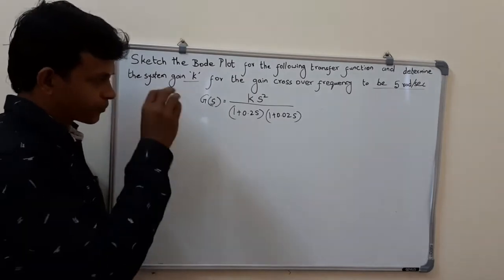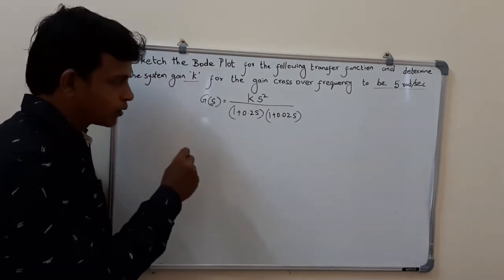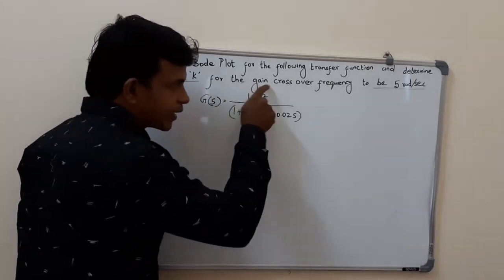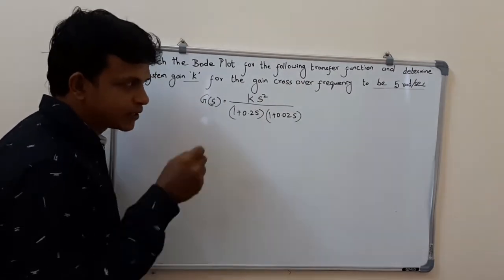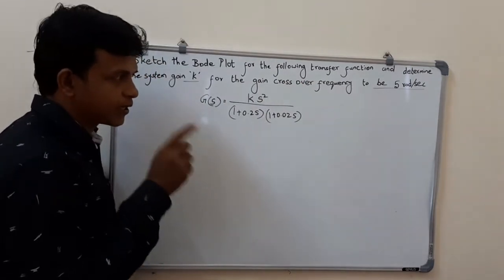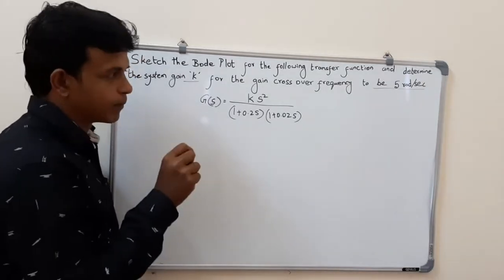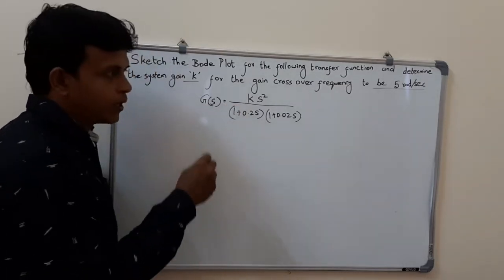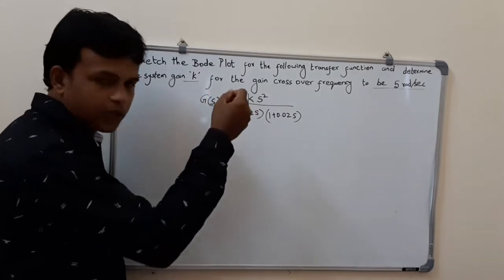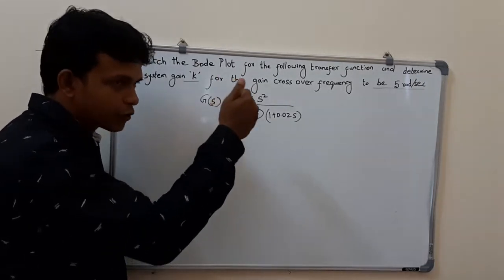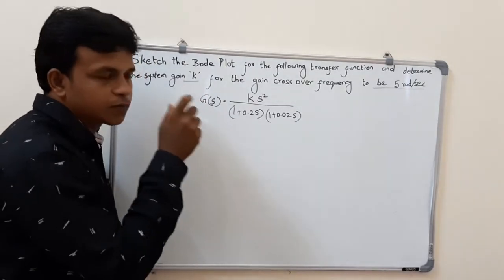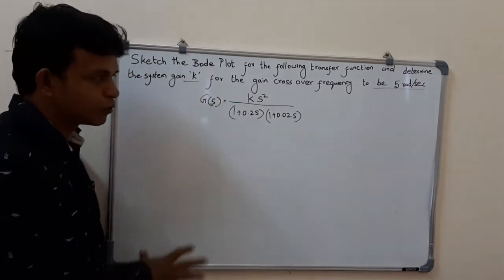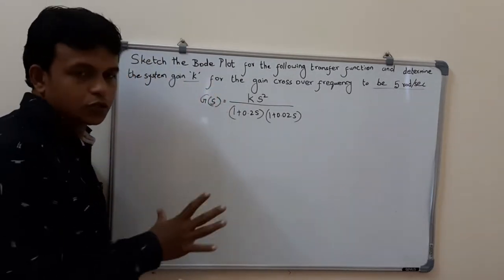So what will we be doing? We will be plotting the Bode plot assuming the value of K as 1. And then, since the gain crossover frequency is given as 5 radians per second, it means that at the frequency of 5 radians per second, the magnitude should be 0 dB. So that is the idea here. When we assume K is equal to 1 and plot the Bode plot, at 5 radians per second, what is the magnitude coming, and to make it 0 dB, what are the adjustments that we have to make? Based on that, we can find the value of K. That is what we are going to do here, and that is the idea behind solving this problem.